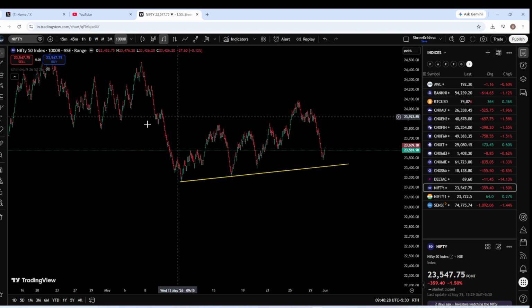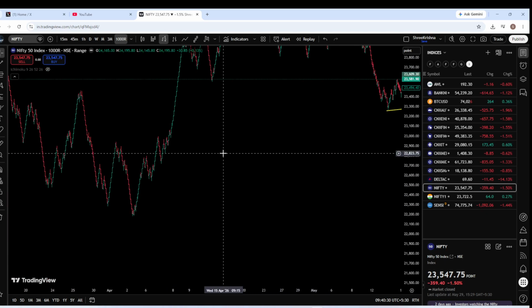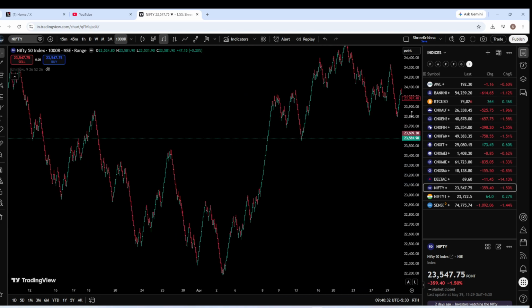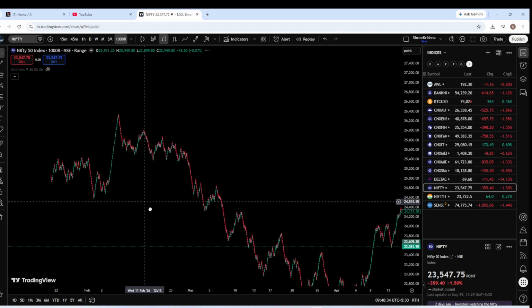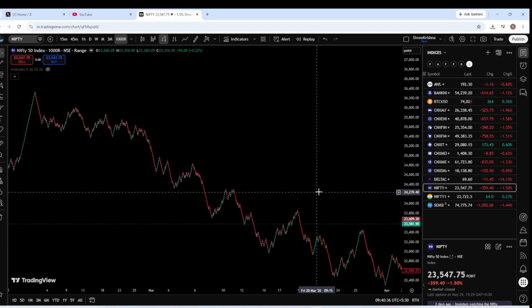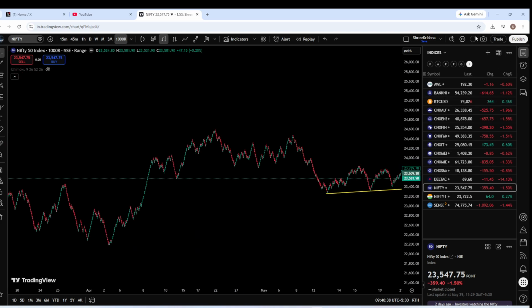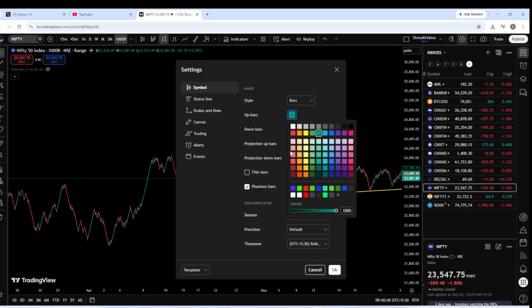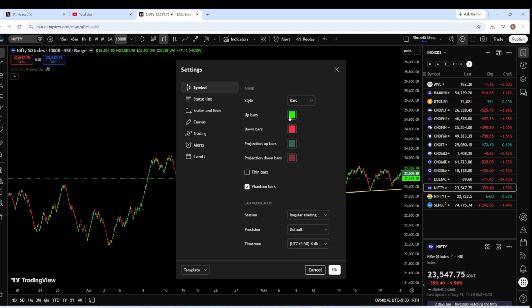And now here I am with the patterns and explanation on how I see the market and how you can benefit from this. Let me make the up bar this color and the green bar this color.